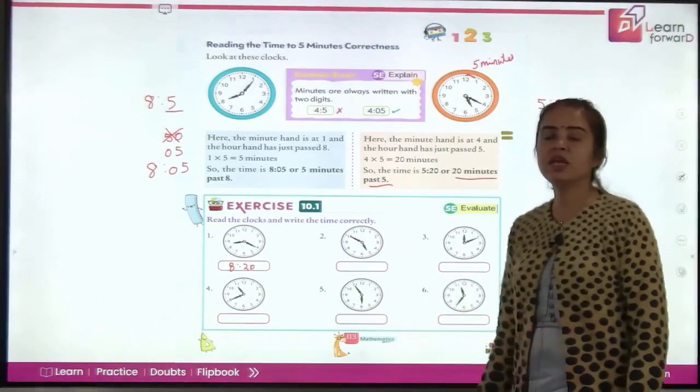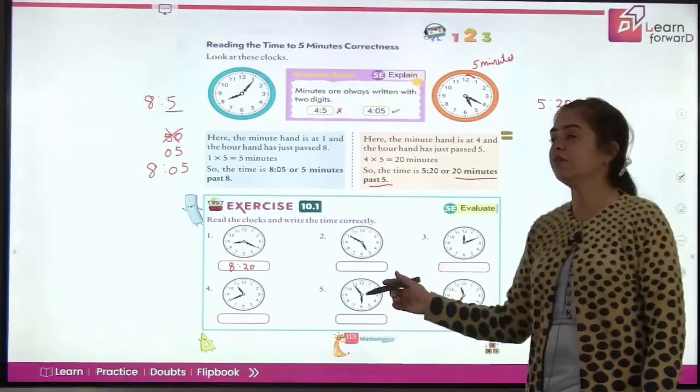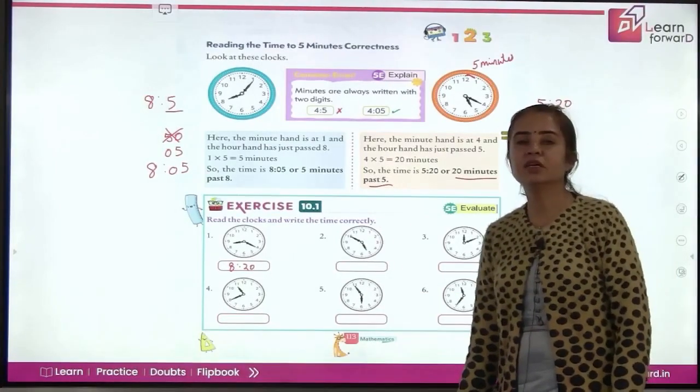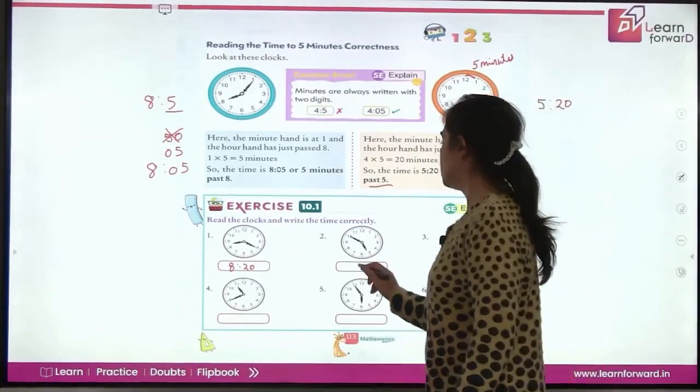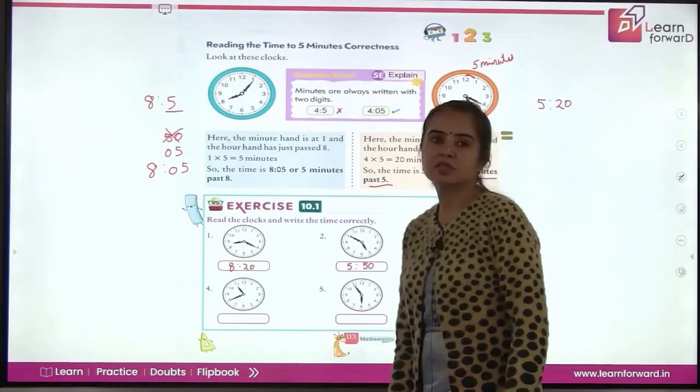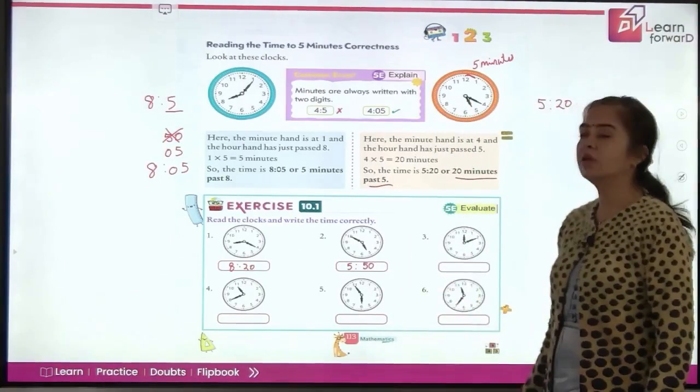What do you see here? After 5, the minute hand has reached 10. So, how many minutes? 5 tens are 50. So, it is 5 hours 50 minutes. Okay, this is how you will be reading time.